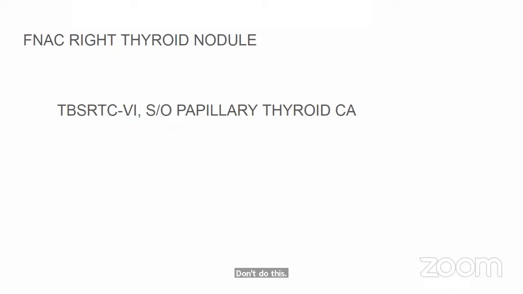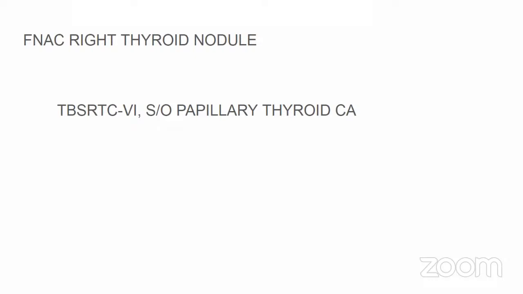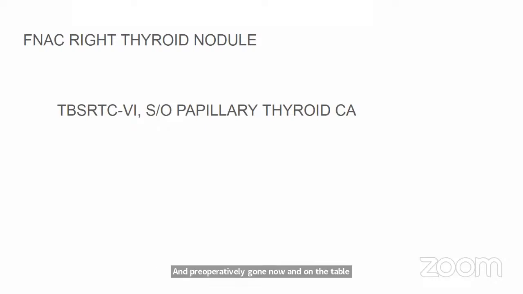All right, go ahead. I was asking her what are the indications for recurrent laryngeal nerve sacrifice, madam? Okay, so answer, my dear Rini. Ma'am, when the nerve is passing through the tumor. No, you have to say preoperatively functioning, and then on table you find something abnormal, and preoperatively gone and on the table. So you have to answer it in two parts.